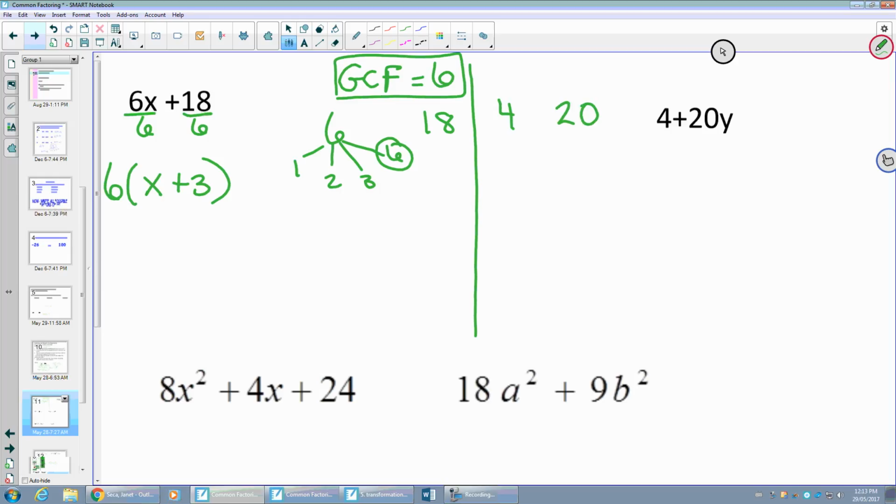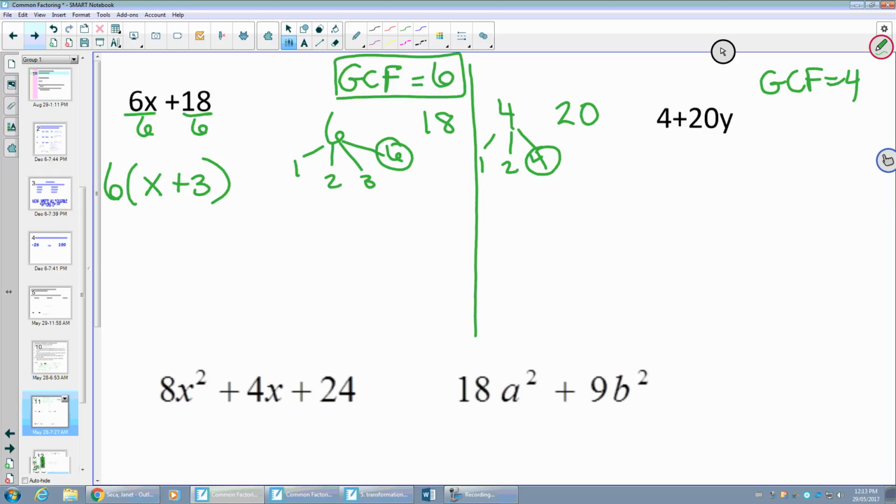So I look at my smaller number. My factors of 4 are 1, 2, and 4. Hopefully you're able to figure this out. If it's 1, 2, and 4, 20 divided by 4, that divides in evenly. So 4 is my greatest common factor. If 4 is my greatest common factor, what's my next step going to be?